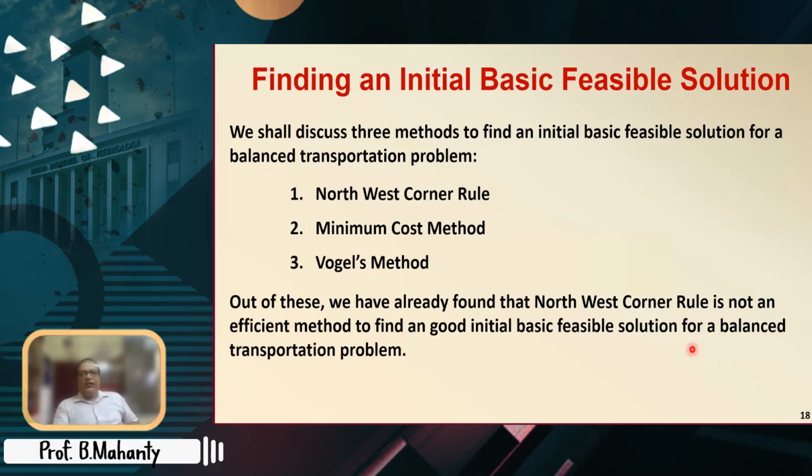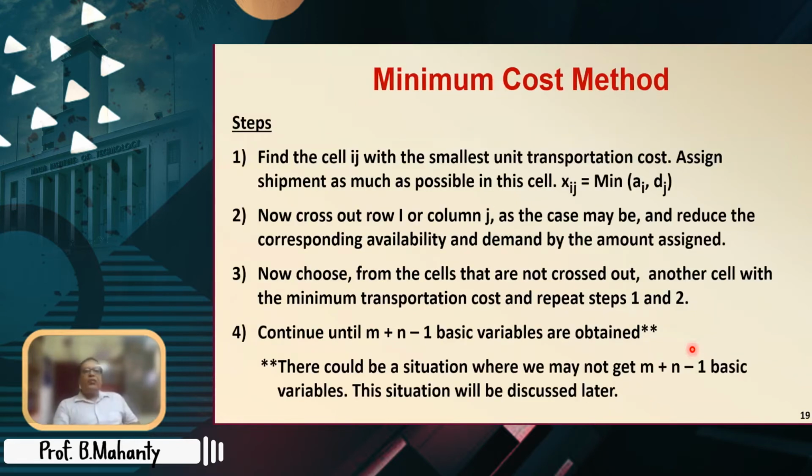All right, let us now see the minimum cost method. So in the minimum cost method, find the cell ij with the smallest unit transportation cost. Assign shipment as much as possible in this cell. How much to assign? It is the minimum of availability and demand. Now cross out row i or column j as the case may be and reduce the corresponding availability and demand by the amount assigned. Now choose from the cells that are not crossed out another cell with the minimum transportation cost and repeat steps 1 and 2.